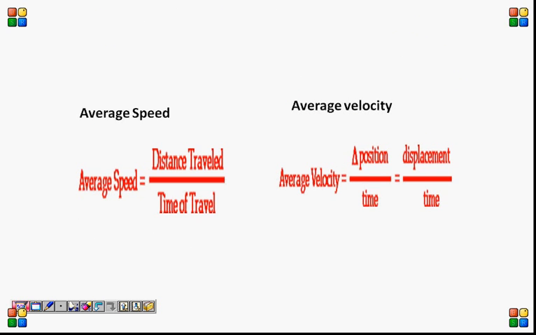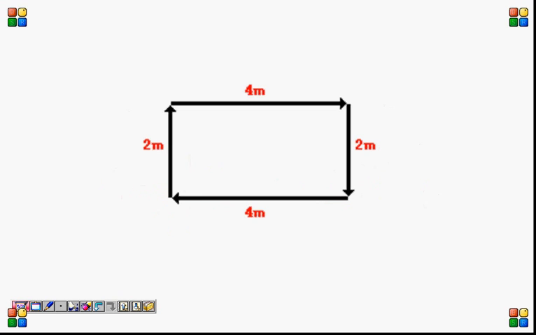The concept of average speed and average velocity is as simple as this. The average speed is equal to the distance traveled by the total time taken, and the average velocity is equal to the displacement by time. Let's discuss it with an example.